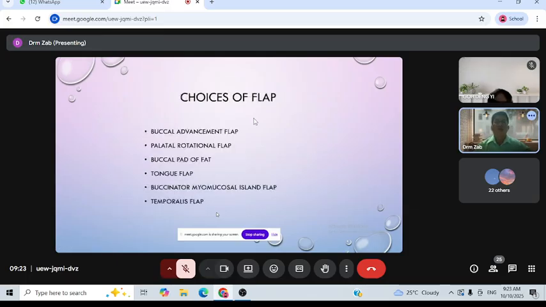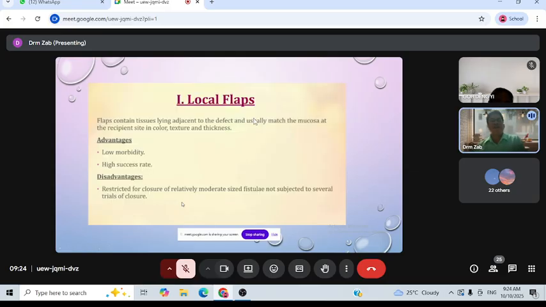Choices of flap, you can have local flap or distant flap. You can use buccal advancement, palatal rotational flap, buccal pad of fat. You can use tongue flap, which is a distant flap, buccinator or temporalis flap. With a local flap, you are basically using the tissue lying adjacent to the defect, and usually it matches the mucosa of the surrounding area.